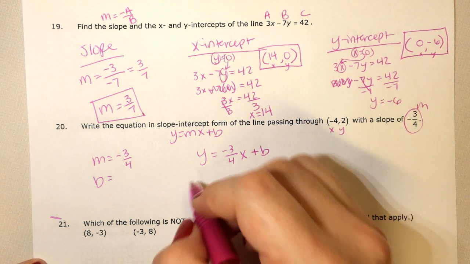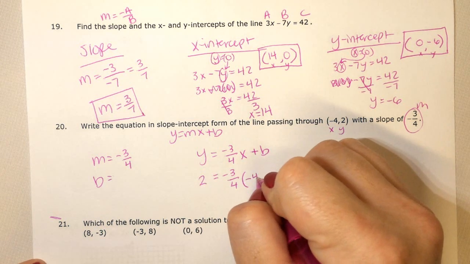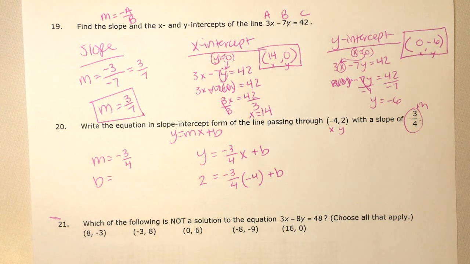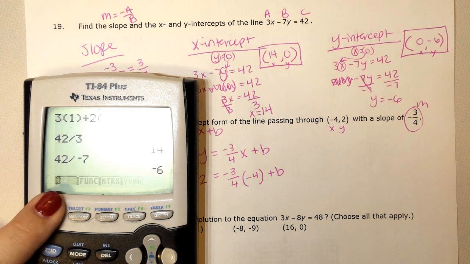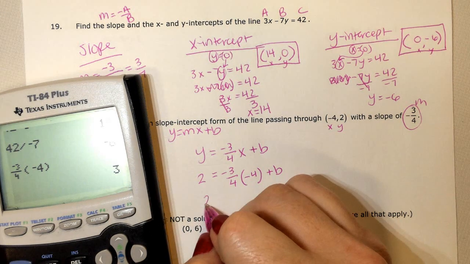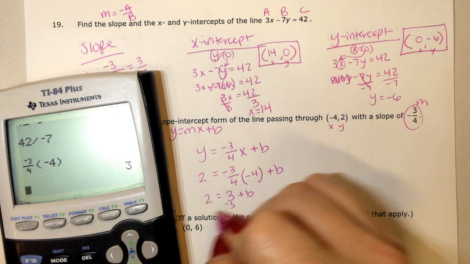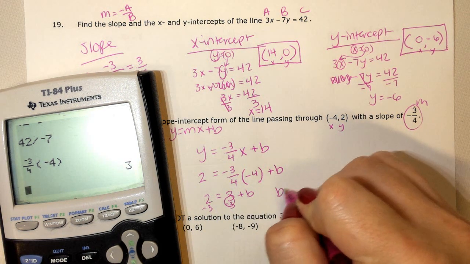So instead of y, I'm going to put 2. And instead of x, I'm going to put negative 4. And we're going to use our calculator to multiply with fraction. Alpha y equals enter, negative 3 over 4 times negative 4. That gives me 3. So I know 2 equals 3 plus b. Minus 3, and I get b equals negative 1.